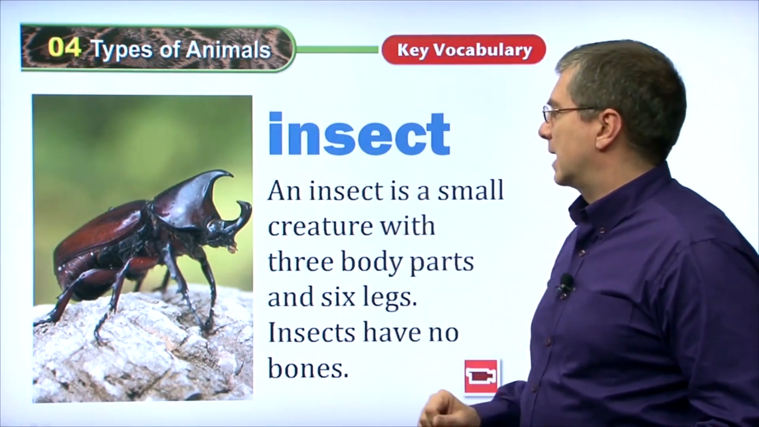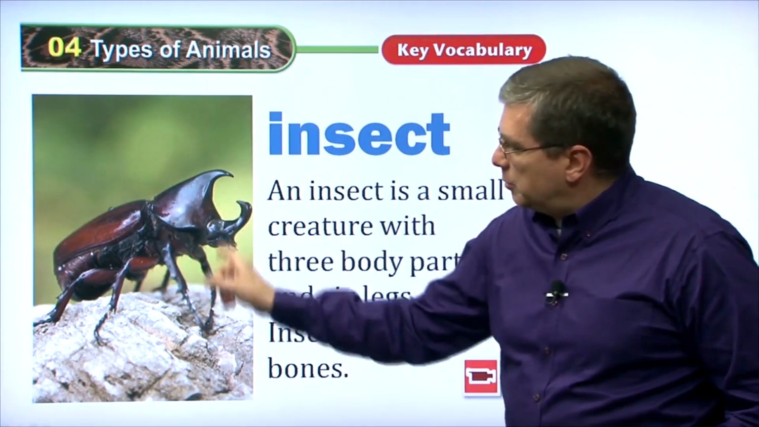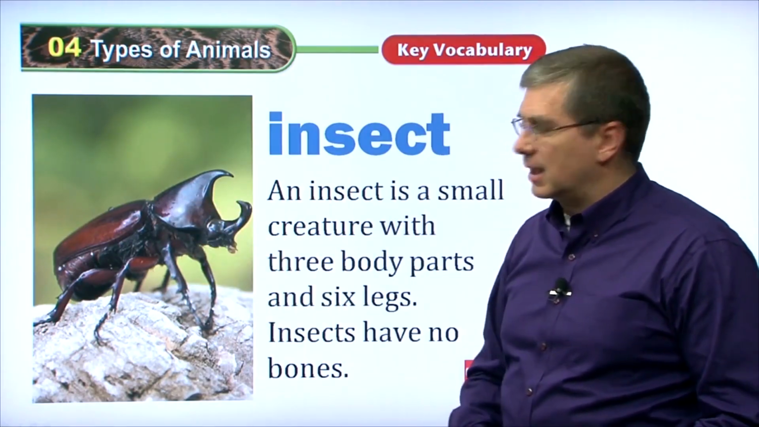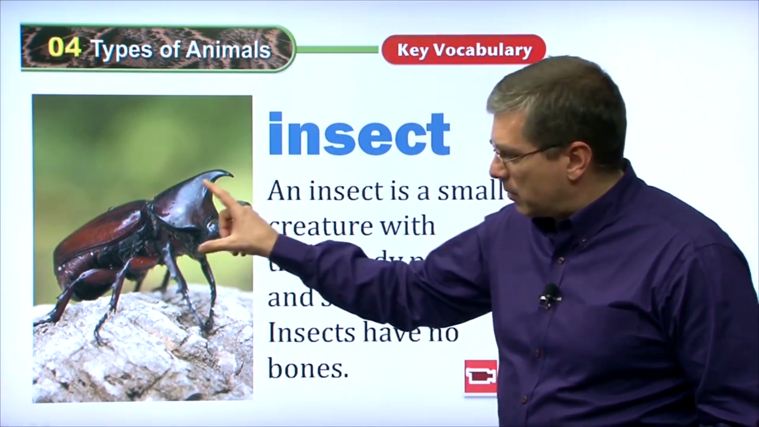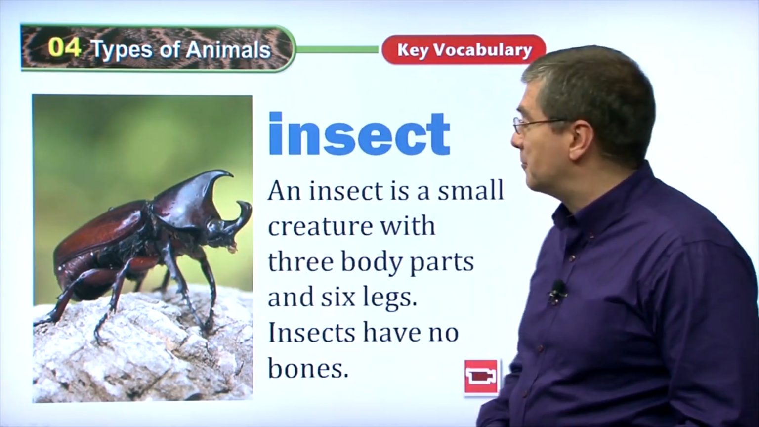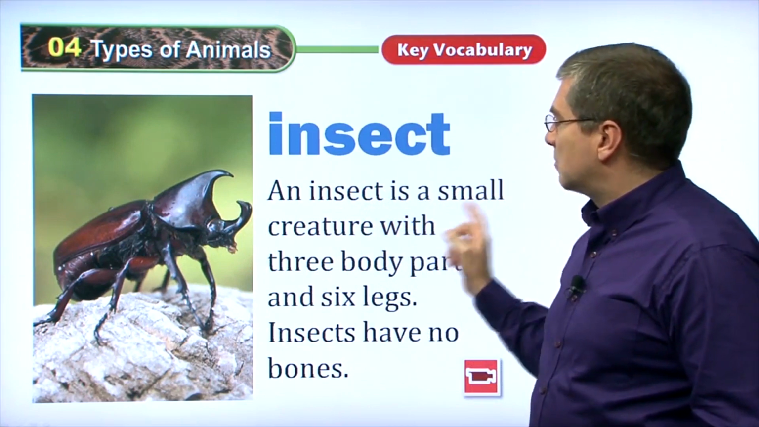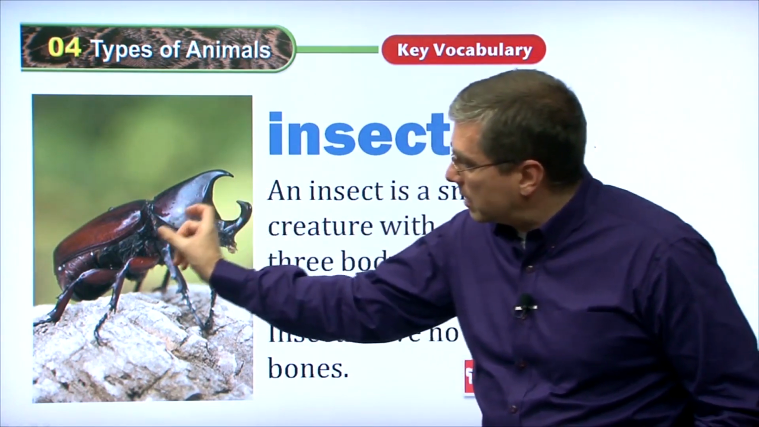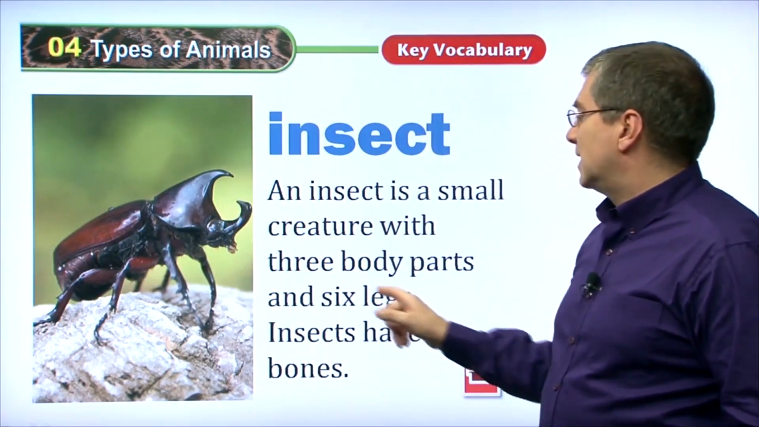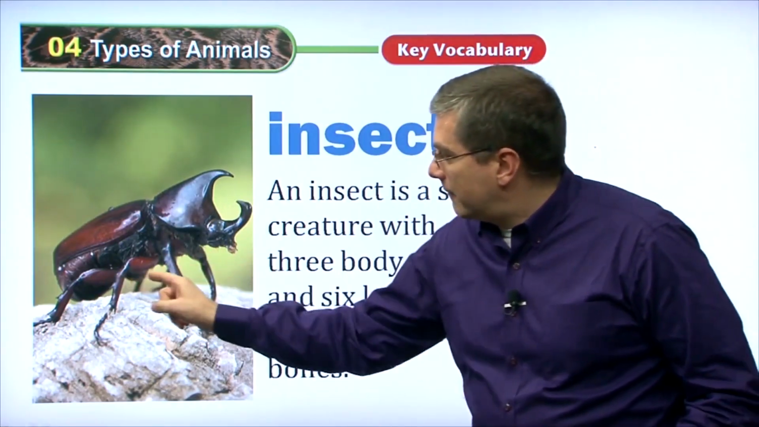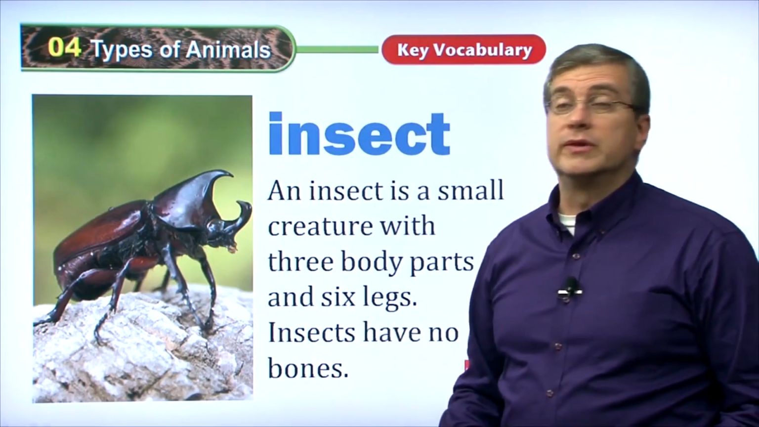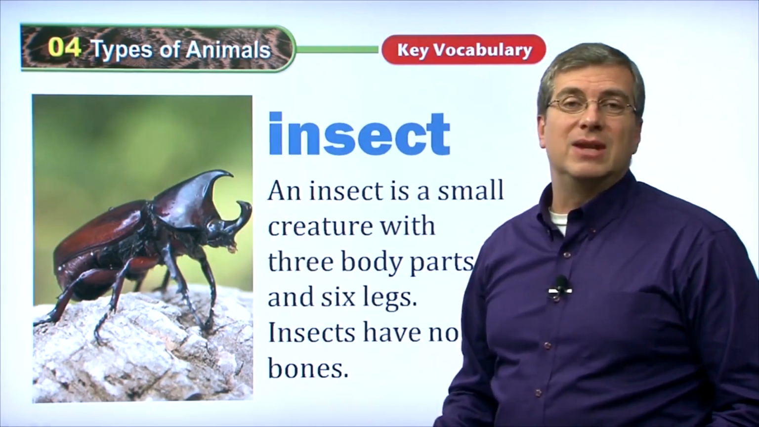But what are insects? This is a good picture of an insect. This is a stag beetle, right? Very impressive looking creature. But remember, he's not that big. He's a small guy. An insect is a small creature with 3 body parts. It has 3 body parts and 6 legs. 1, 2, 3, 4, 5, 6. 6 legs. Insects have no bones. There are no bones inside of an insect.